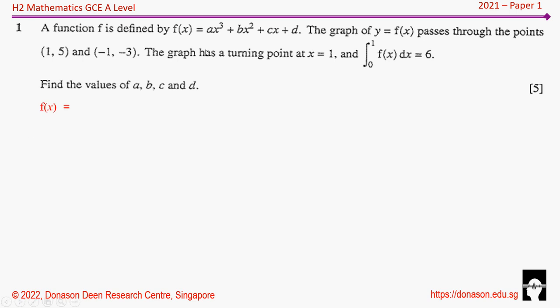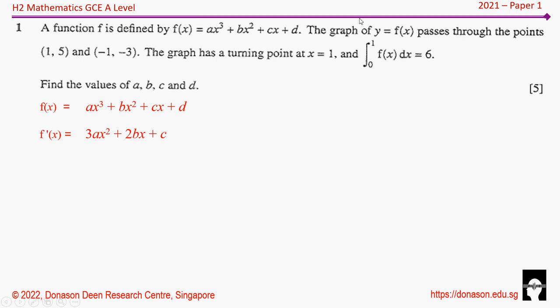So first let us copy down the function f(x). It's ax³ + bx² + cx + d as given. And since we need to deal with the turning point, let us differentiate the function and get f'(x). So 3 times a, 3ax², plus 2 times b, 2bx, and then we will have plus c. So 3ax² + 2bx + c should be the first derivative of the function.